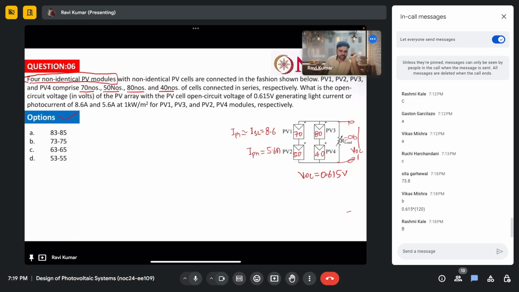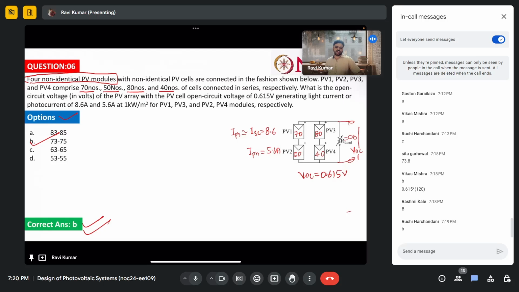Yes. So Sita, Vikas, Rasmi, Ruchi, all are right. Number of cells multiplied by VOC of the cell, because all are connected in series. And then these two arrays are connected in parallel. So one series combination, that is PV1 plus PV2, the VOC will be equal to PV3, PV4. And total VOC in this parallel combination will remain constant, that is 73.8, and it is B. So B is the correct answer.